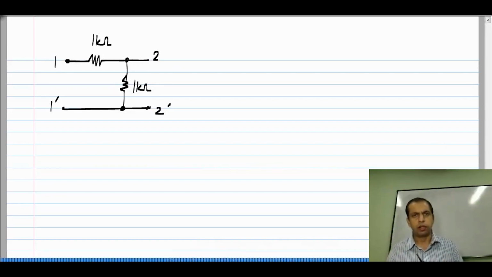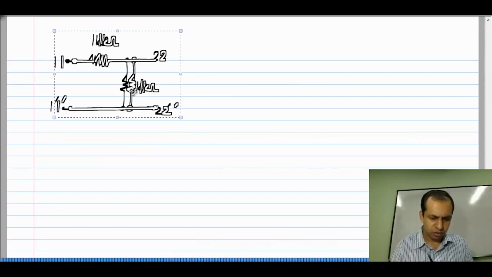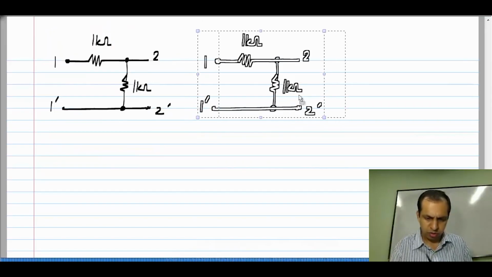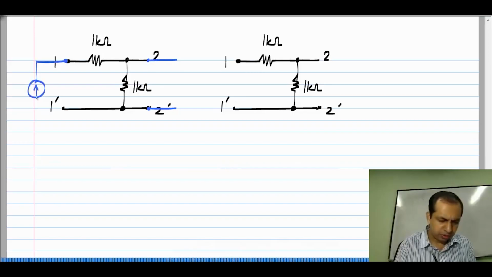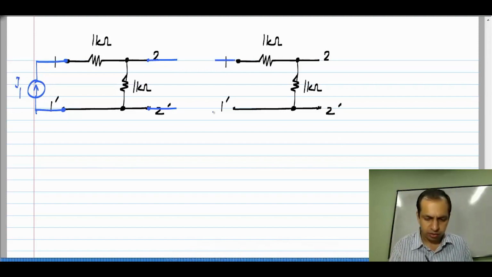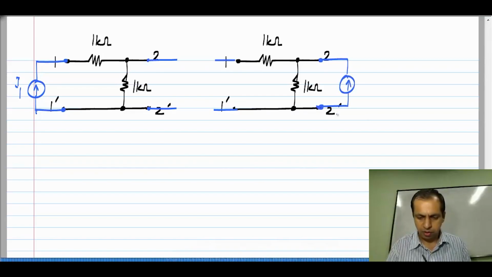So, this is the circuit I took, and I have two cases for measurement. One in which port 2 is left open circuited and a current source is connected to port 1, and the other case where port 1 is left open circuited and a current source is connected to port 2. So, extremely simple circuit, very easy to analyze.